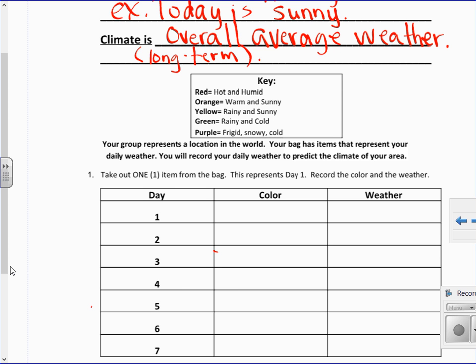All right. So what we're going to do, everyone will get a chance to get the weather for the day. Right now, one person in the group holds the bag. Everyone will get a chance. Everyone will actually get 2 chances to get the weather.